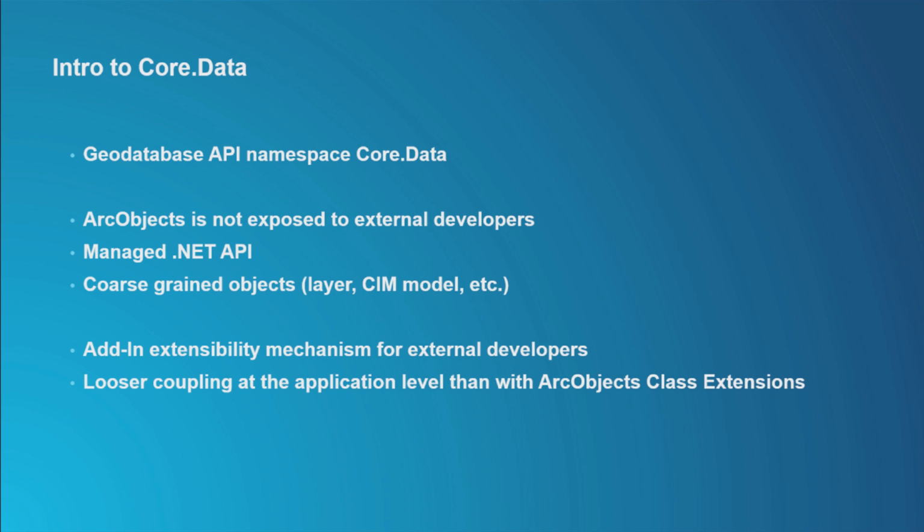So it's a little bit coarser grained than ArcObjects was. And it follows some of the models that the rest of the API does, the layer and the map model. Like I said, it's the extensibility model for ArcGIS Pro. And in that way, you can extend the application in a looser coupling than you could with ArcObjects class extensions.